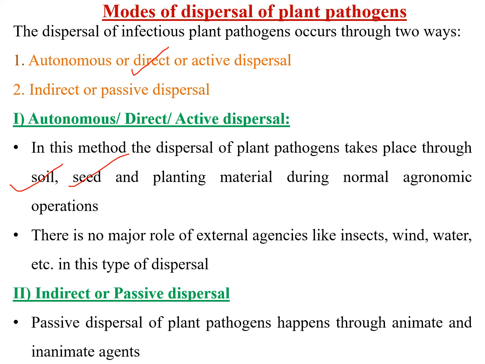Coming to the second dispersal, that is indirect or passive dispersal, this mainly happens through animate and inanimate agents, that is either insects or inanimate agents like wind and water. So in today's lecture we will discuss only the autonomous dispersal, which is also known as direct or active dispersal. In the next video I will explain about indirect or passive dispersal.